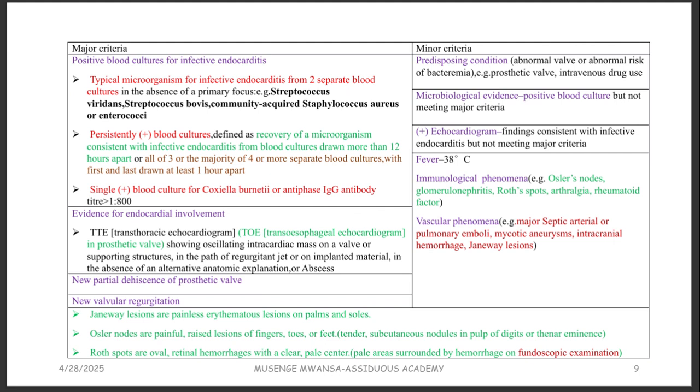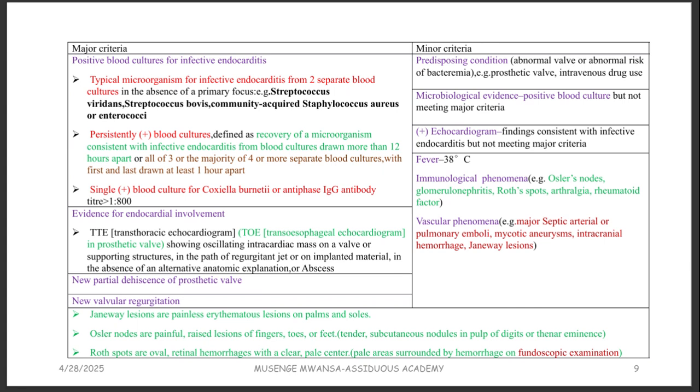So saying just positive blood culture for infective endocarditis is not enough. You need to know what we mean when we say positive blood culture. Typical organisms for infective endocarditis in at least two cultures, persistently positive cultures for organisms cultured at least 12 hours apart, or all of three cultures done, or the majority of four or more cultures done, they should be positive and the first and the last done at least 1 hour apart. Or a single blood culture for Coxiella burnetii or anti-phase I IgG antibody titer greater than 1 to 800.